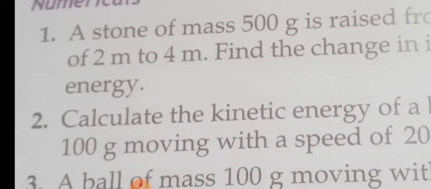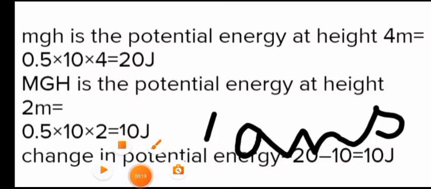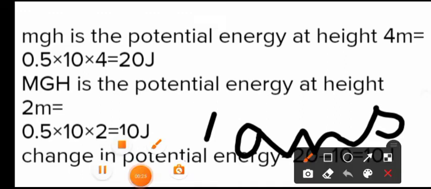Okay, so we have to find the potential energy. We know that potential energy is equal to mgh, isn't it? What is the equation of potential energy? We have learned mgh, that is mass into acceleration due to gravity into height. So what is the potential energy at a height of 4 meter? At 4 meter the potential energy is 0.5 into 10 into 4.